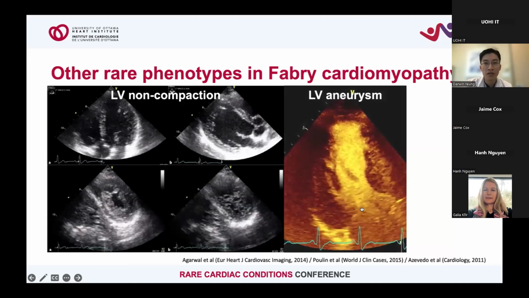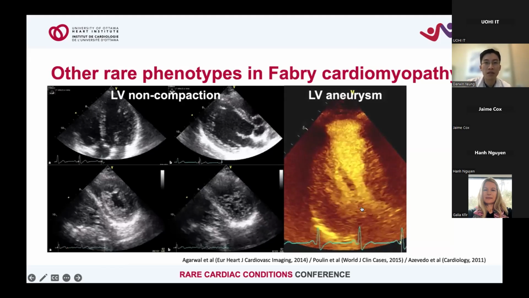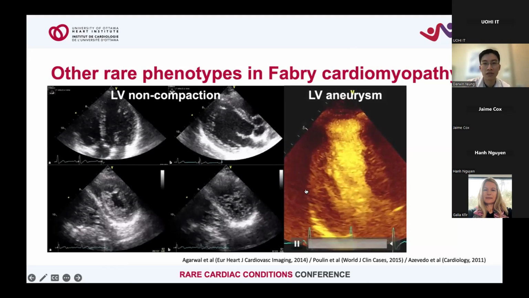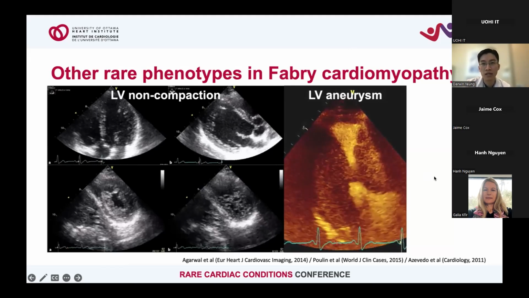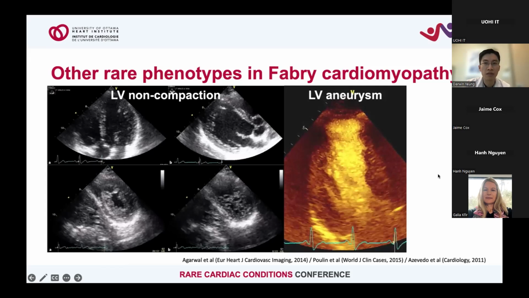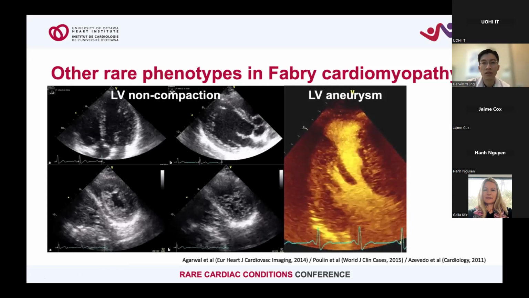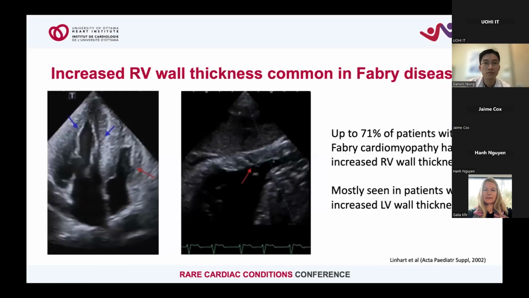There are other potential phenotypes that are much rarer, but have been described in some rare case reports, including LV non-compaction phenotype. And again, increasingly recognized is the development of LV apical aneurysms that can be associated with the apical variant. In addition to increased LV wall thickness, patients also have increased RV wall thickness in the majority of patients with Fabry cardiomyopathy, and that can be another additional clue to an underlying cardiomyopathy.